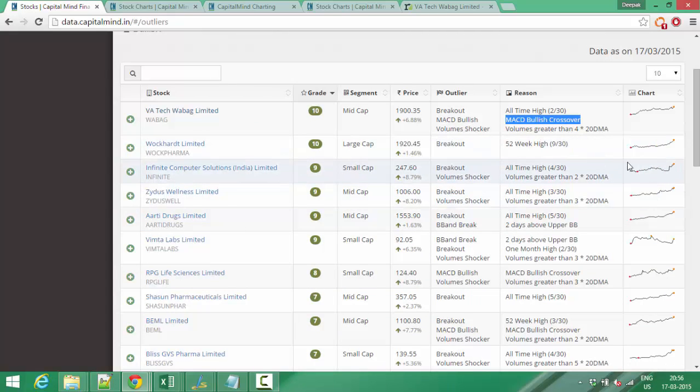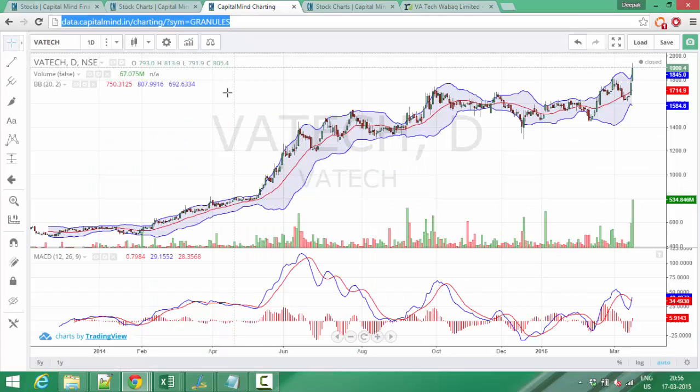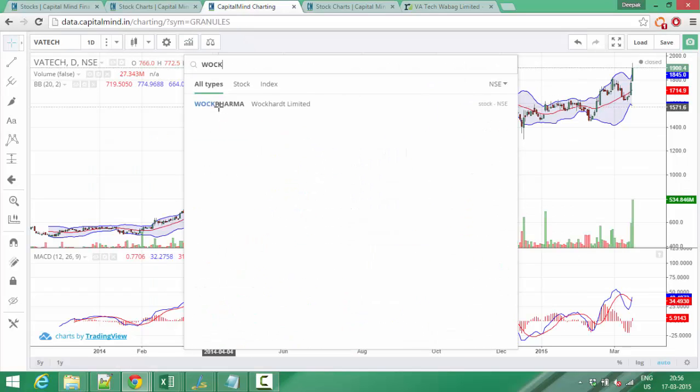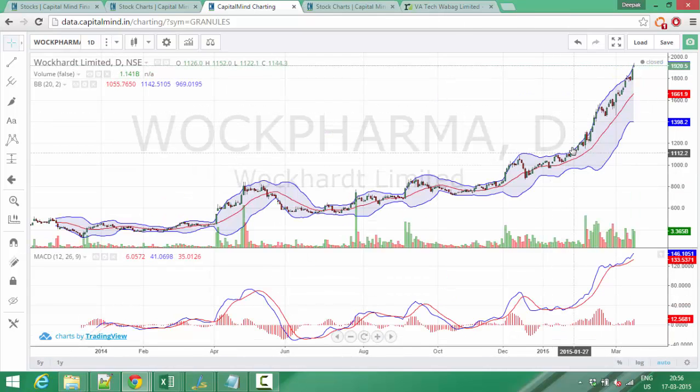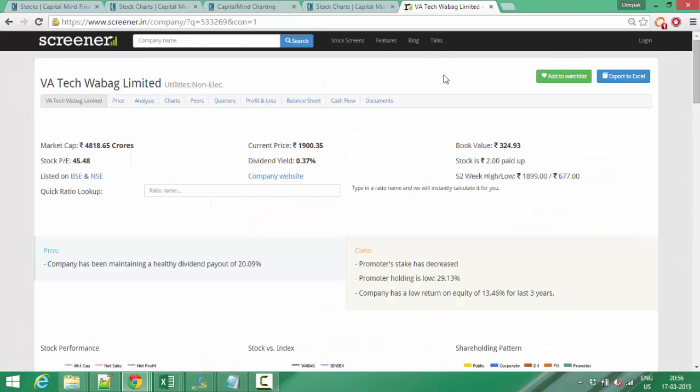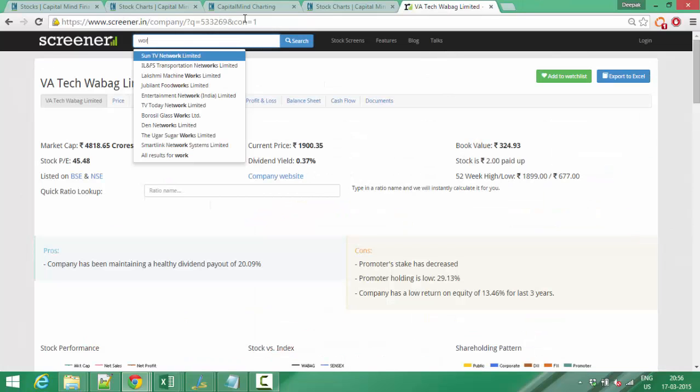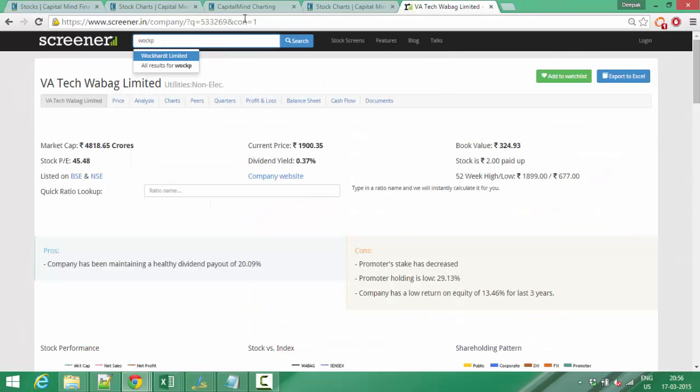Wockhardt, for instance, is a large-cap pharma name. We'll go to our charts and just type Wockhardt. It automatically comes up, we just have to click it, and then we can see this chart. This is almost ludicrous as a chart. It's just continuously going up, and MACD has just not gone bearish. It's not even touched back into the 20 DMA. Very, very bullish stock.